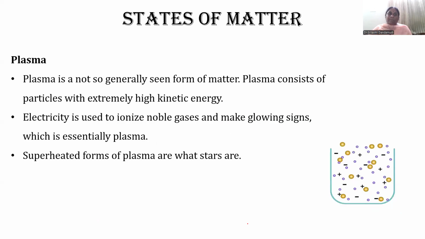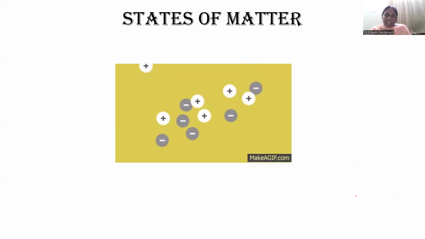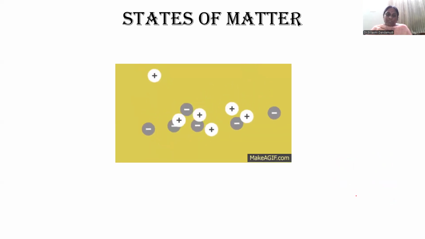And the last state is plasma. Plasma is not generally seen in everyday matter. Plasma consists of particles of extremely high kinetic energy. Electricity is used to ionize noble gases to make glowing signs, which are plasma. A superheated form of plasma is found in stars. See here in the diagram, the plasma contains ions and electrons. This is a small animation of plasma, showing the free movement of ions.